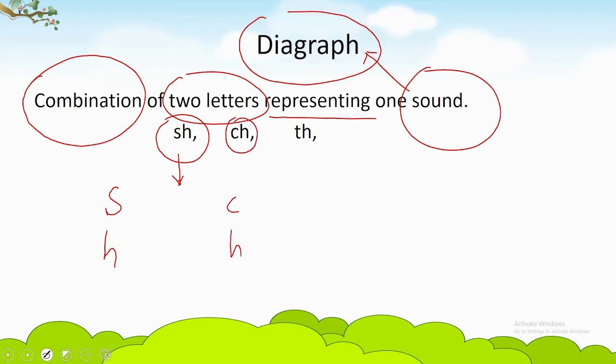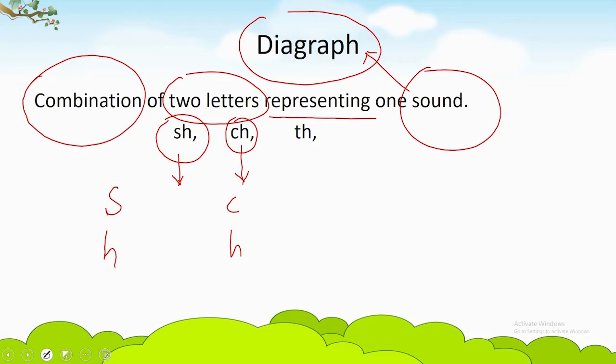and H. C sounds for K, and H sounds for H. But when the two letters combine together, they sound like ch. That is why they are called digraphs.